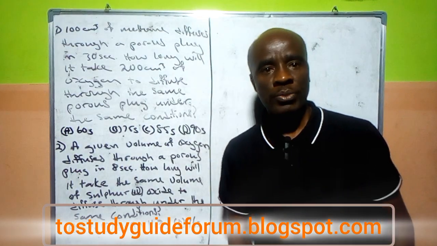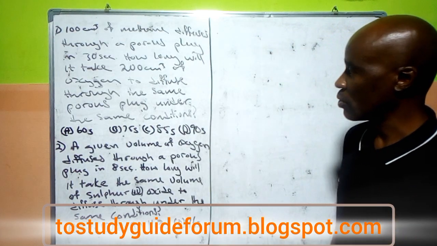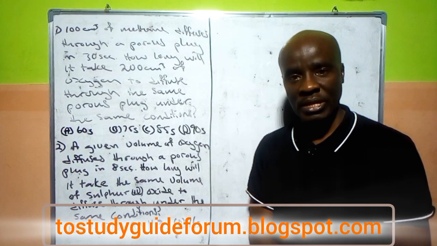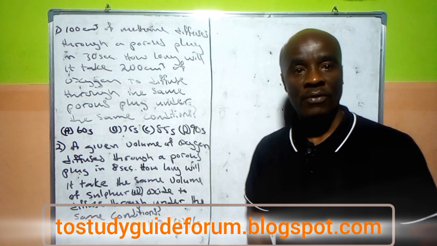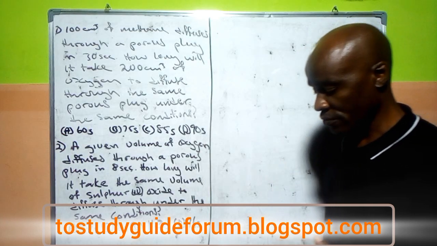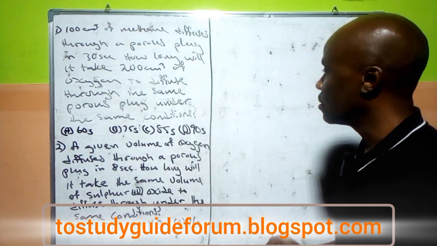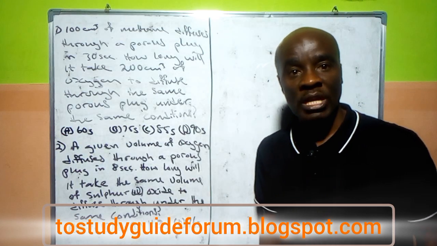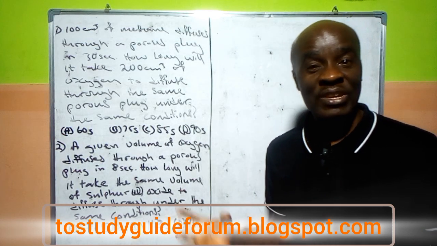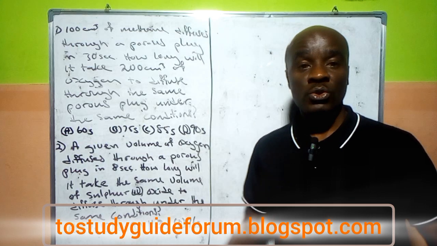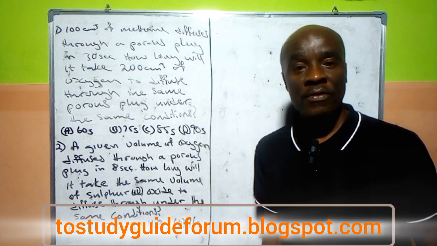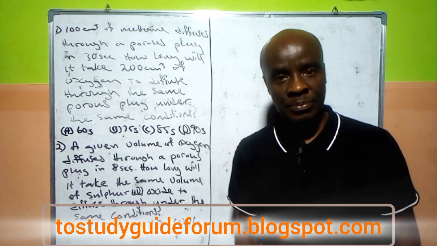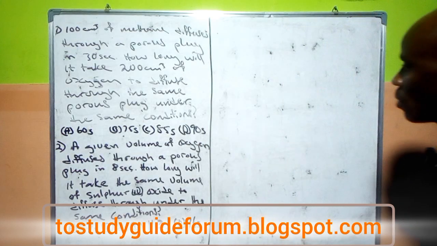Today we are going to be looking at Graham's law. Sorry, not the results law. Graham's law of diffusion states that the rate of diffusion of gases is inversely proportional to the square root of its vapor density, and it's also inversely proportional to the square root of the relative molecular mass. So this is what we're going to be looking at.